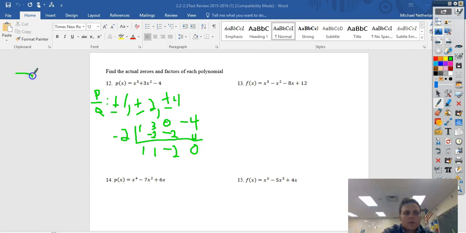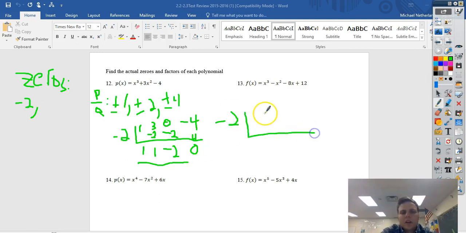I'm running out of space, so I'm just going to put my zeros over here. Negative 2 is one of them. Now what I have to do is check negative 2 against the new polynomial to see if negative 2 is another possible 0. So 1, 1, negative 2.